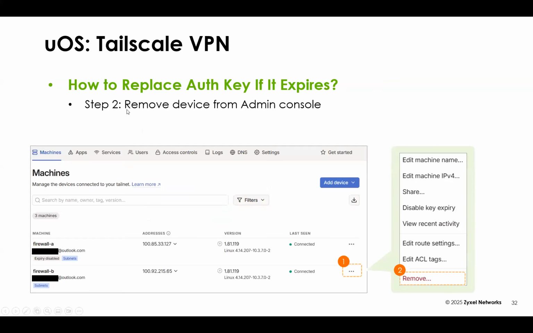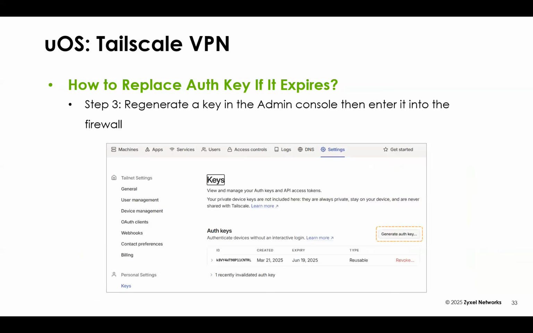The next thing we want to do is go back to our admin console, select the firewall, and remove it. So here we have firewall B, go over to our settings, and click on remove. After we've removed it, the next thing we're going to do is generate a new authentication key. We go straight to our keys, generate a new key, and then we can go through the process of re-adding that key to the device.